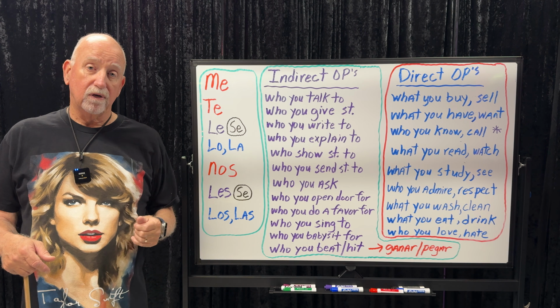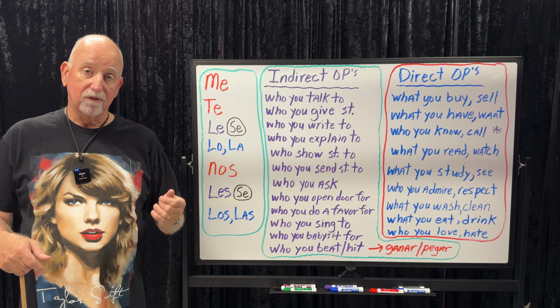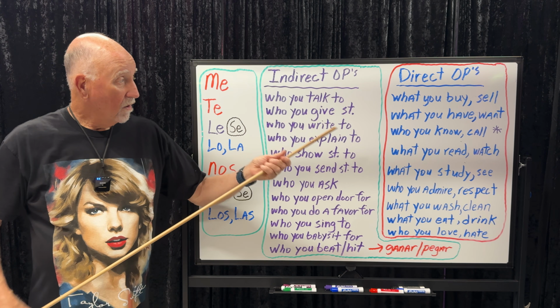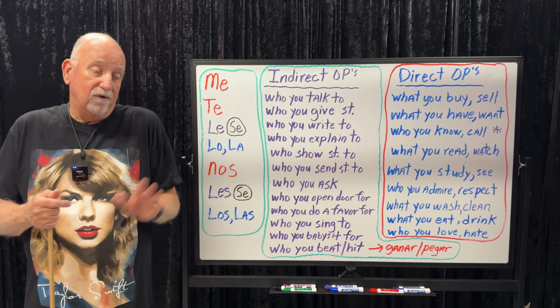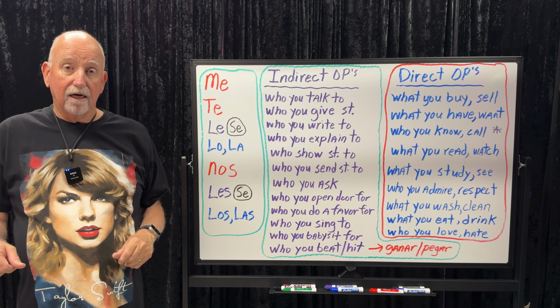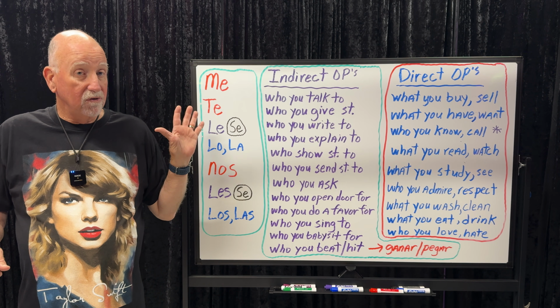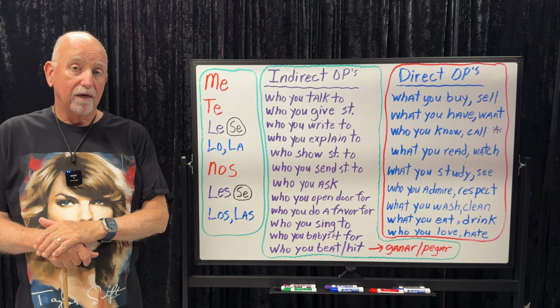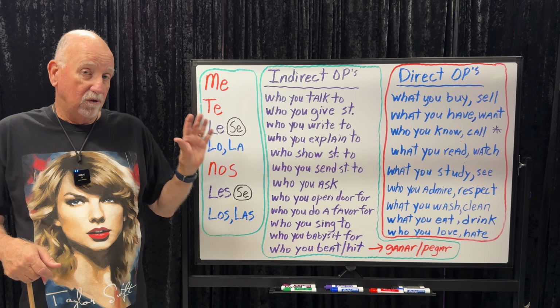We know that object pronouns can go in front of a conjugated verb. We learned that in a prior lesson. What you have and what you want. What you have. I don't have it. No lo tengo. Lo is referring to whatever it is. Keys, las llaves. I don't have them. No las tengo. Right? The books, los libros. I don't have them. No los tengo.